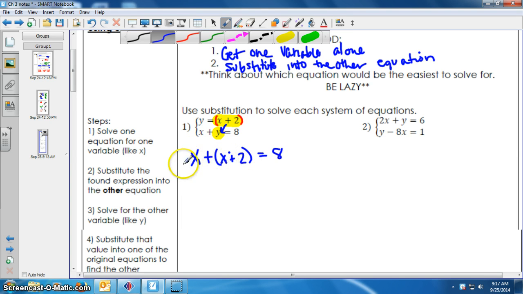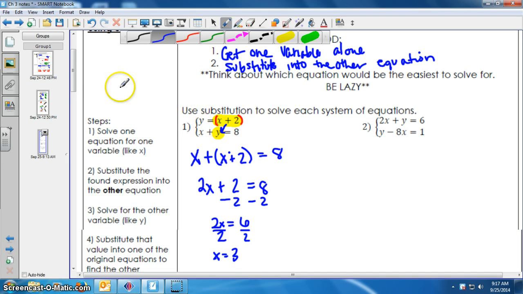Now we can go ahead and solve since we have like variables. X plus x means I have two x's. And then we solve from there, a two-step equation. So we wind up with 3 for x. Now that's only part of our answer because we actually have to find the y value too. So we're not done yet.